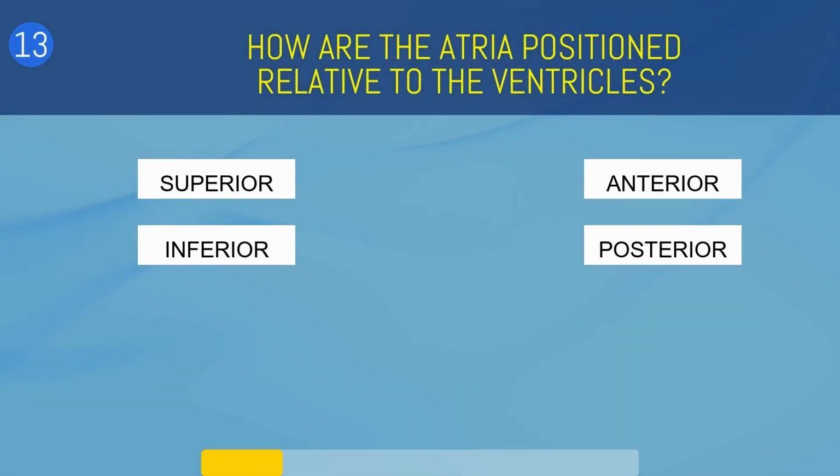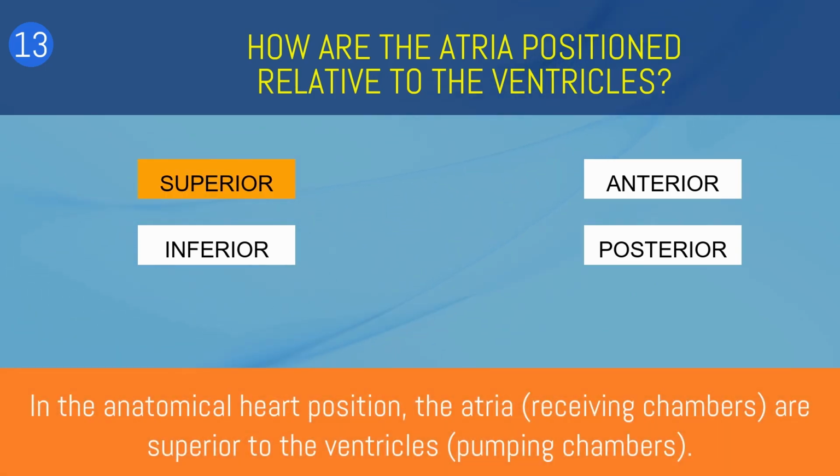How are the atria positioned relative to the ventricles? Superior, inferior, anterior, or posterior? Superior. In the anatomical heart position, the atria are superior to the ventricles.